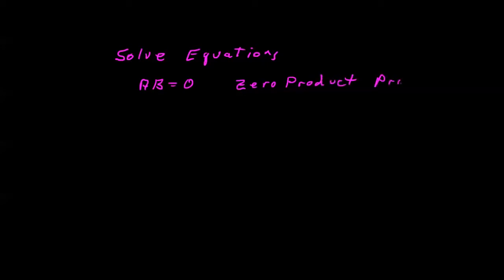But we're not just going to factor. We're going to solve equations. One of the most powerful things about factoring is it enables us to solve equations. If I have two expressions, a times b equals 0, we have something called the zero product property. If a times b is 0, then either a equals 0 or b equals 0.